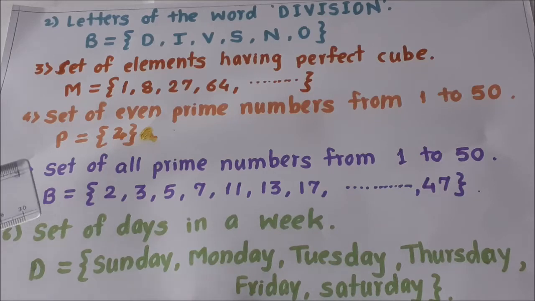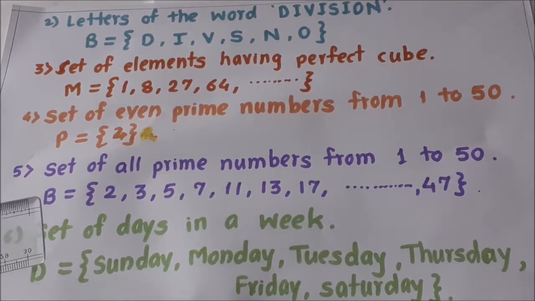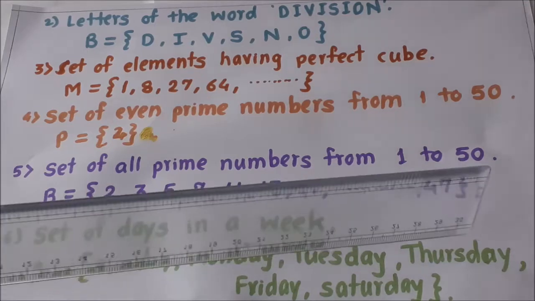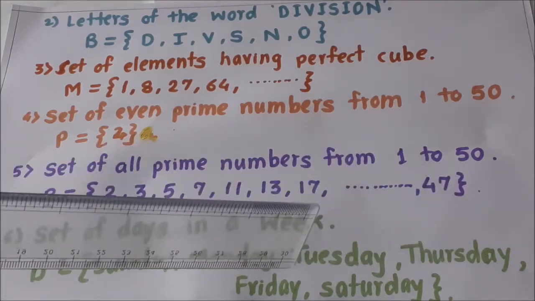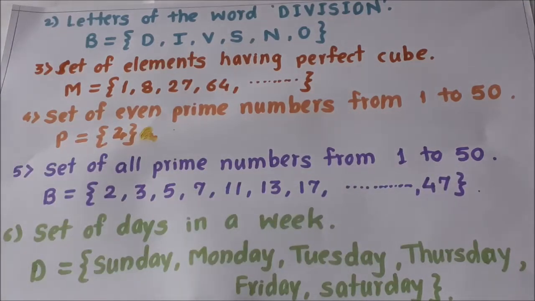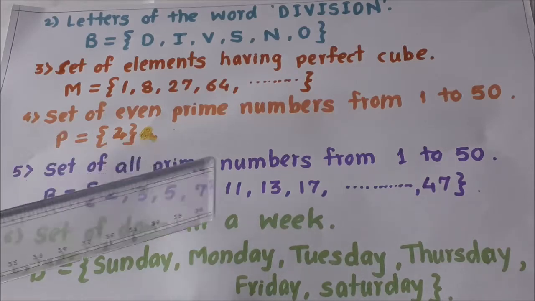Next example, set of days in a week. Now there are 7 days in a week. So here D is the set of days. D is equals to Sunday, Monday, Tuesday, Wednesday, Thursday, Friday, Saturday. So this is the set of days in a week.